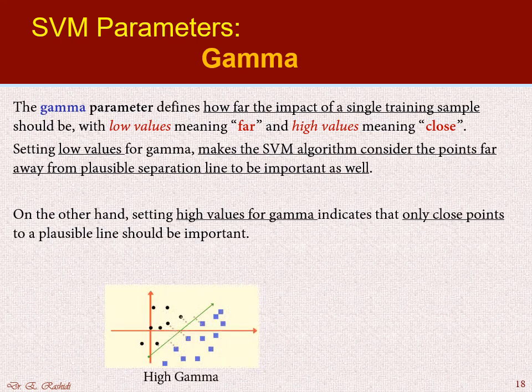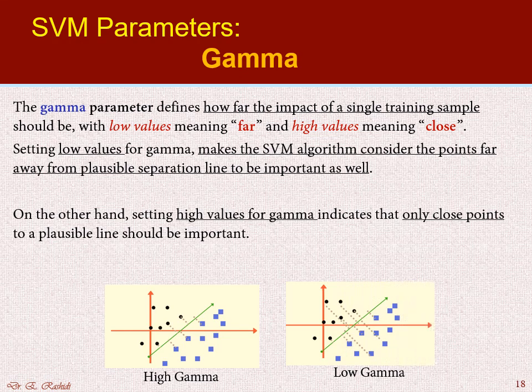In this example, we have set the values of gamma to be high. So this means that only the close points to a plausible line here are important to influence the hyperplane, where and how it should be. On the other hand, in this example, we have gamma set to be low. That indicates that far away data points or samples also are important in influencing where and how the hyperplane and the separation line should be.